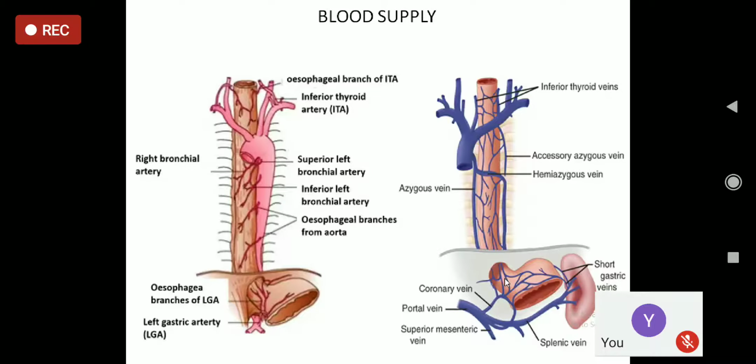Are you listening? Are you getting my points? Are you there? Yes. I hope you are clear. Do I need to repeat the blood supply?